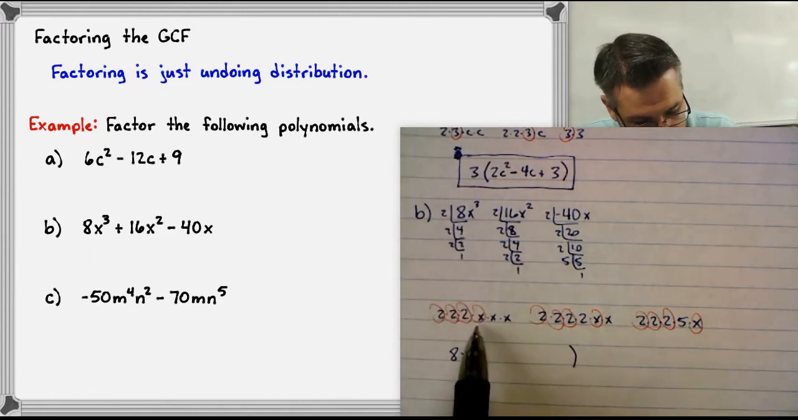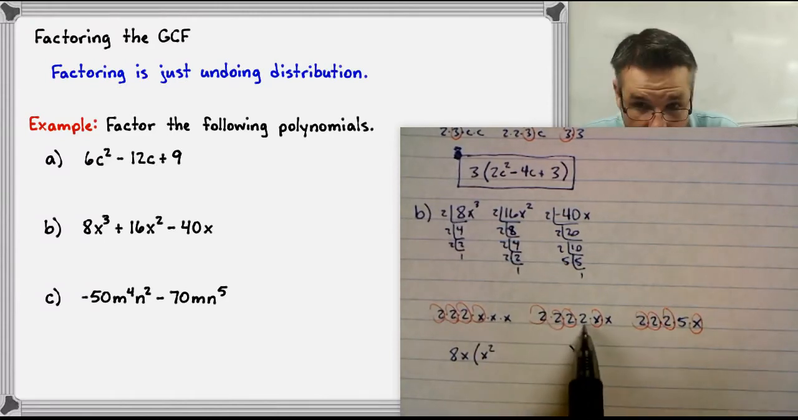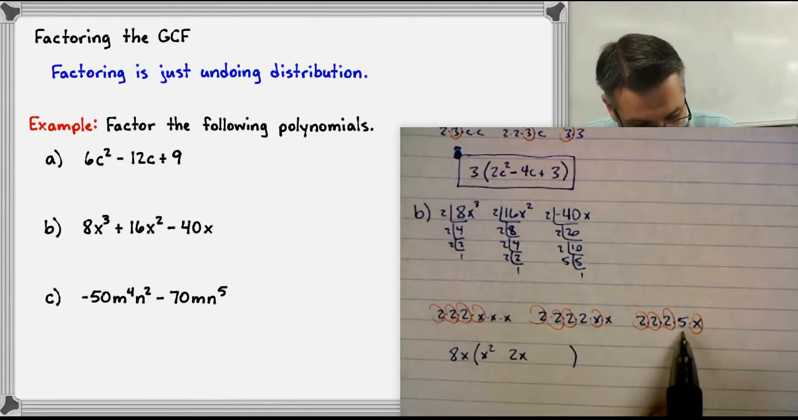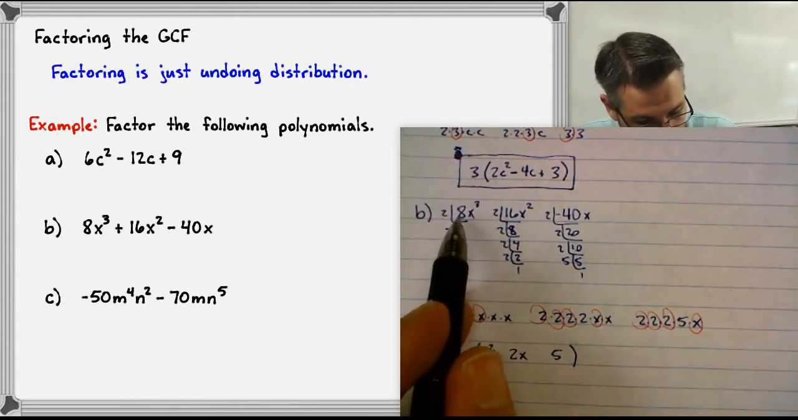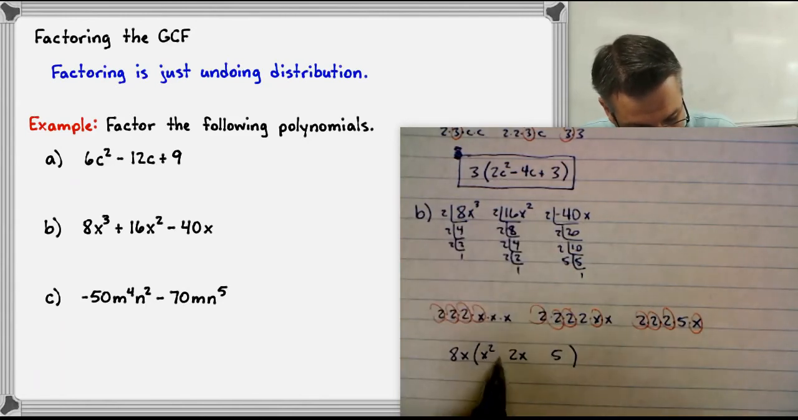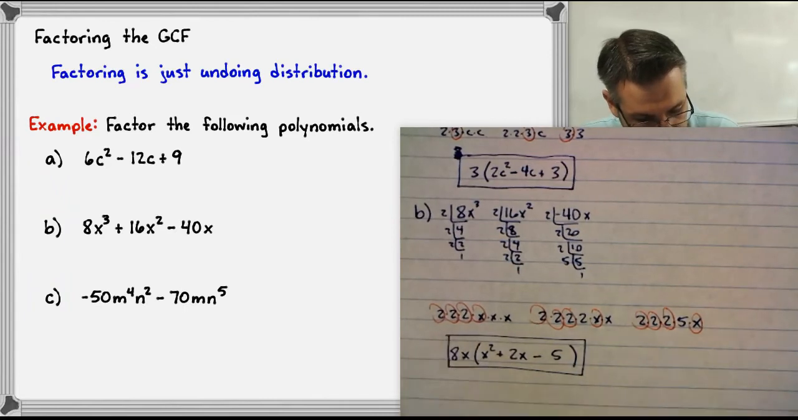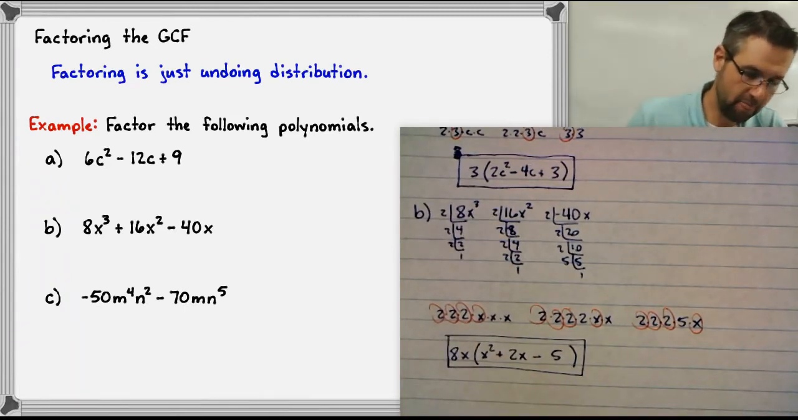Well, what's left over that we didn't circle? Here we have x squared. X times x is x squared. Here we have a 2 that we didn't circle and an x, so we'd say 2x. And here we have a 5 left over, so we'll just say a 5. And then we've got a positive, positive, negative, so positive, positive, negative. So that is our factored form of our original polynomial, okay?